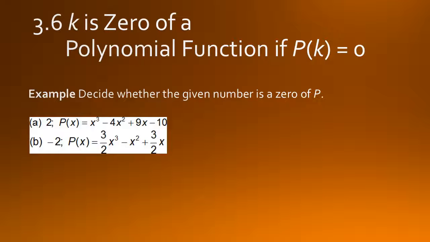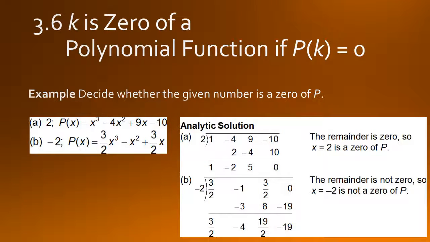Okay, so it says decide whether the given number is a 0 of p. Pause the recording and give this a try and resume the recording to check your answer. Okay, so we're dividing, and for a, we get 0 for our remainder, and that means that 2 is indeed a 0 of the polynomial because we have no remainder. For b, we do negative 2, and we get a remainder of negative 19. That means that negative 2 is not a 0 of p because we did not get 0 for a remainder.